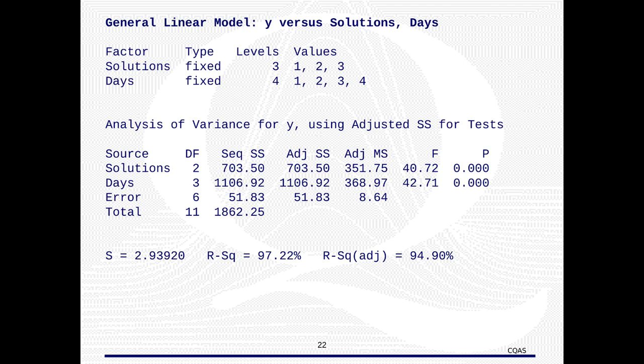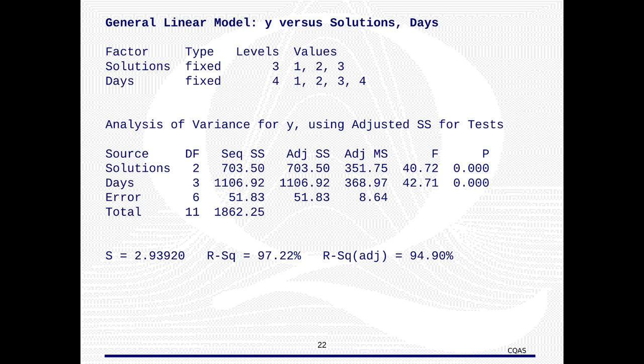The solutions factor yields an F-statistic of 40.72 with a p-value essentially equal to 0, indicating highly significant differences among the 3 solutions. Similarly, days shows an F-statistic of 42.71 with p-value near 0, demonstrating that time is a highly significant predictor of the response variable.